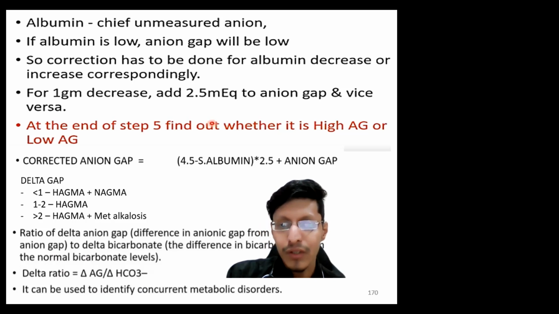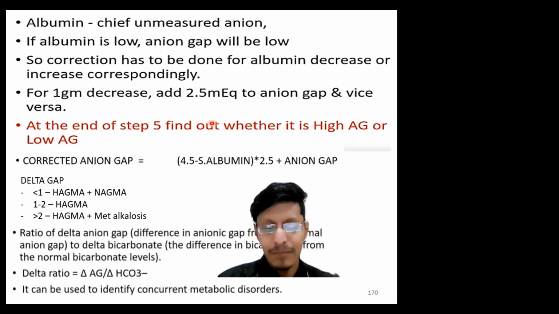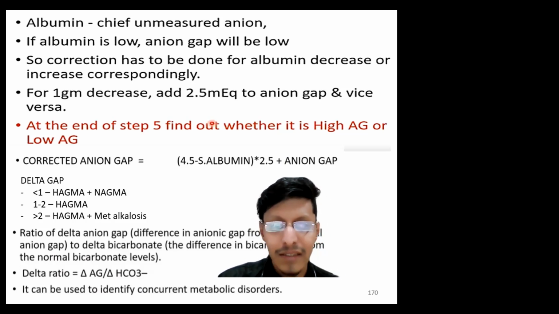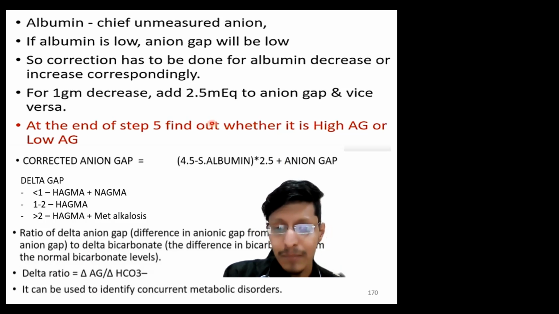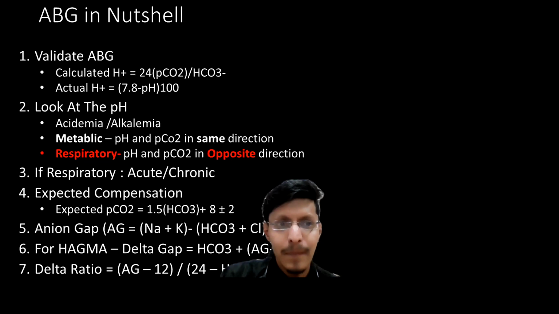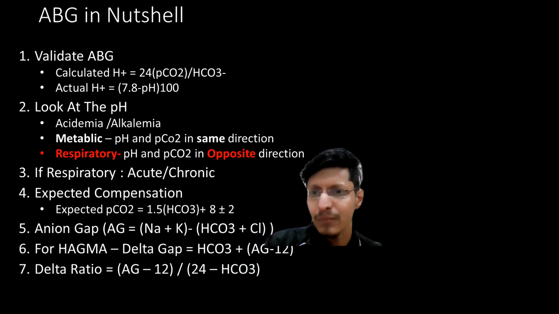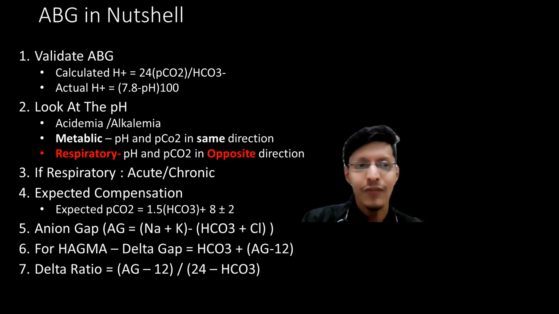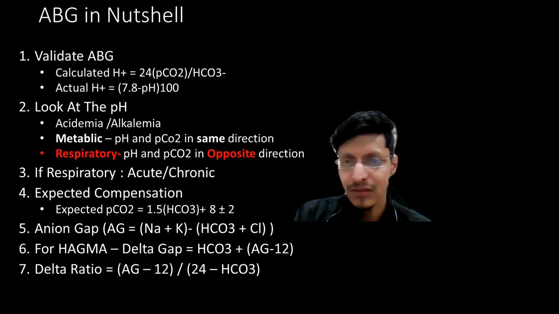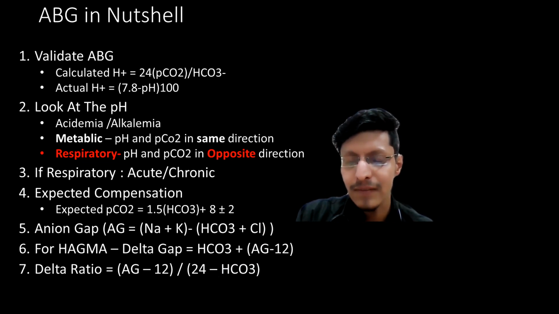Now, the next important thing that we need to discuss is the delta ratio, that is the change in the anion gap, the difference in the anion gap, and the difference in bicarbonate level. It is used when you have concurrent metabolic disorders. So now the very super ultra important slide of ABG in a nutshell, which will make your diagnosis very easy. So let's see this.